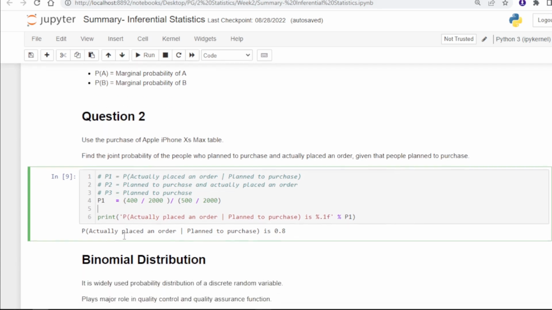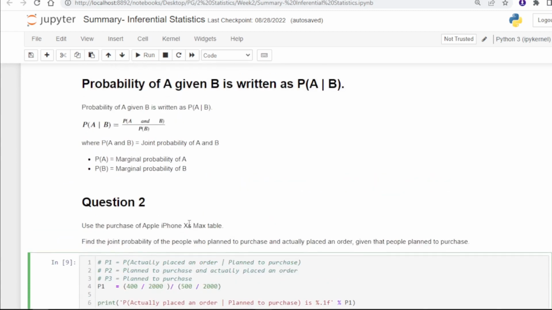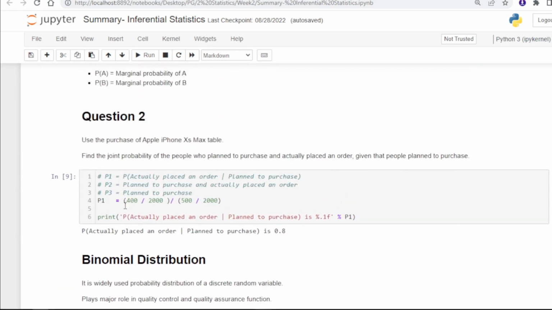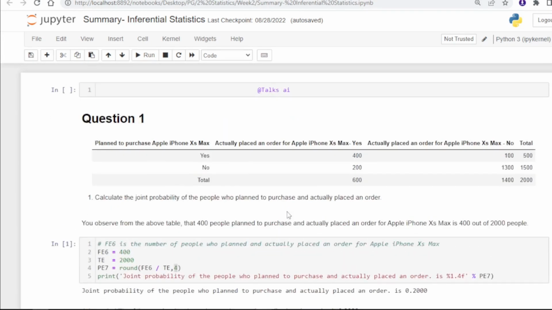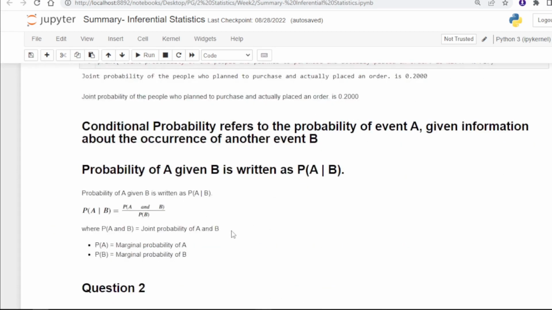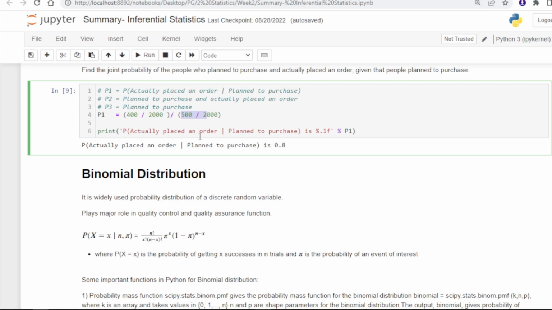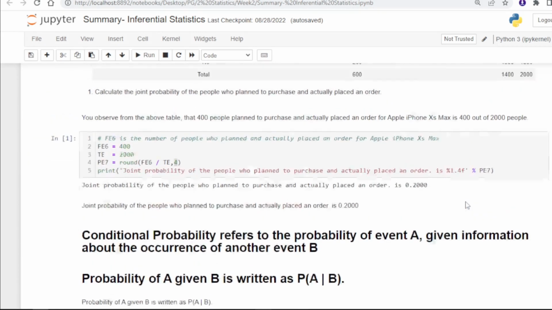So if we check, the probability of actually placing an order is 400 people, and the probability of 400 out of 2000 will calculate that. But we already have a statement: given that people plan to purchase. So how many people plan to purchase that order? There are a total of 500 people. So out of those 500 people who plan to purchase, we need to get the probability of B as well. So what will the total be?